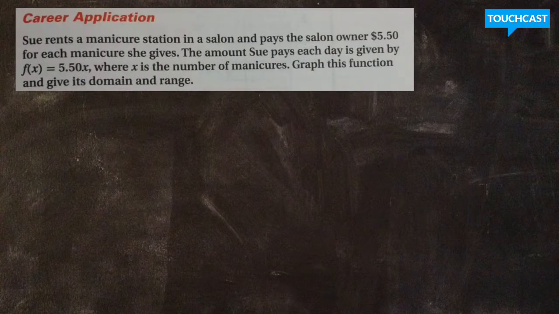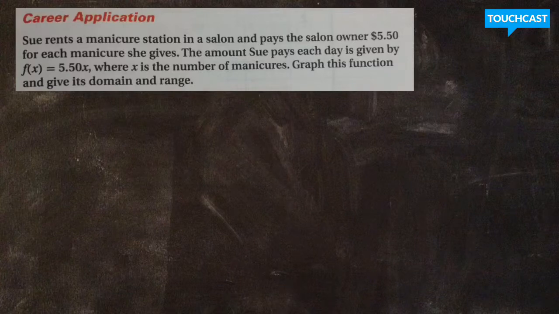So let's look at our real-world career application. Sue rents a manicure station in a salon and pays the salon owner $5.50 for each manicure she gives. The amount Sue pays each day is given by the function f of x is equal to 5.50x, where x is the number of manicures. We need to graph this function and give its domain and range.